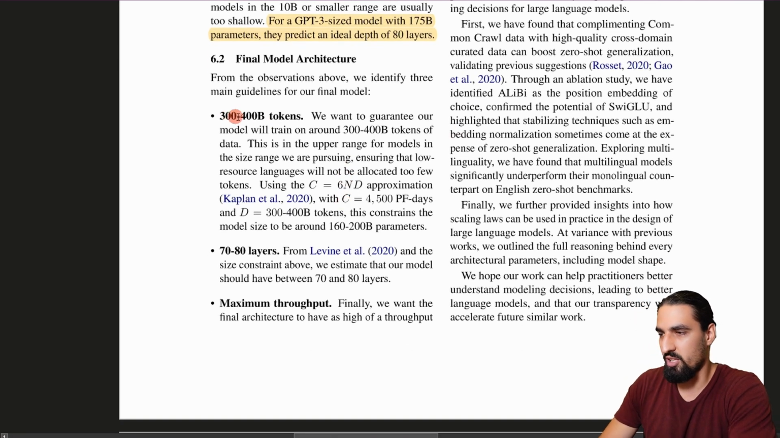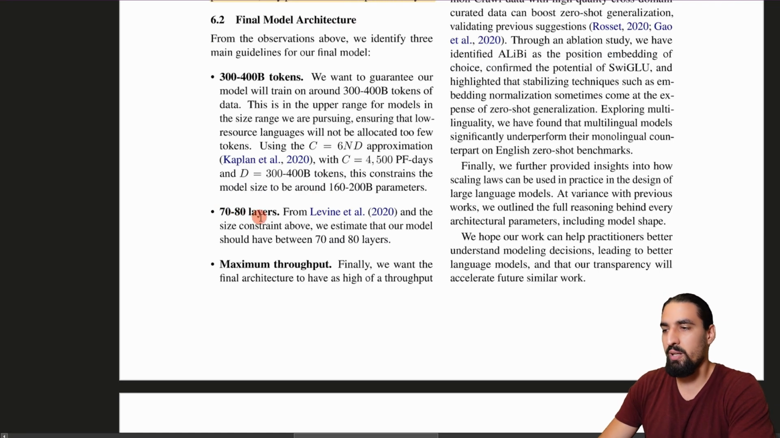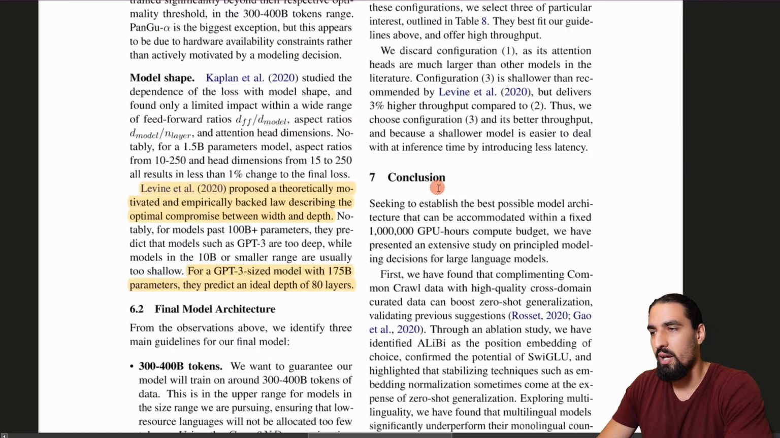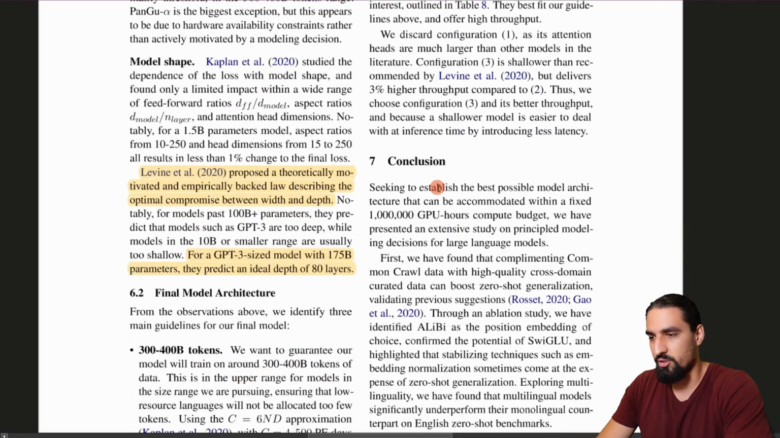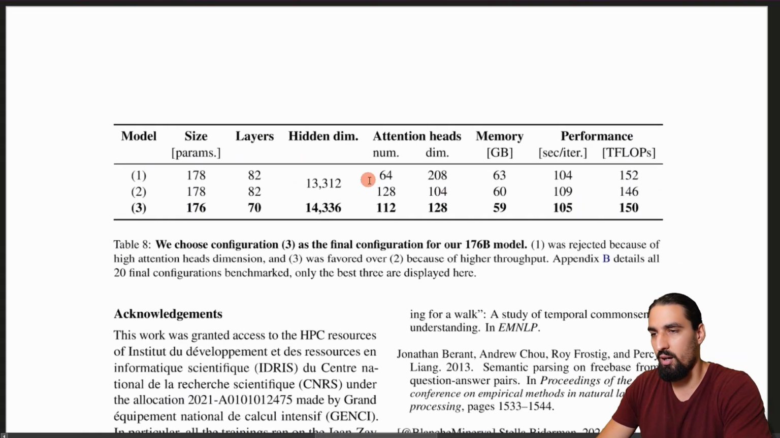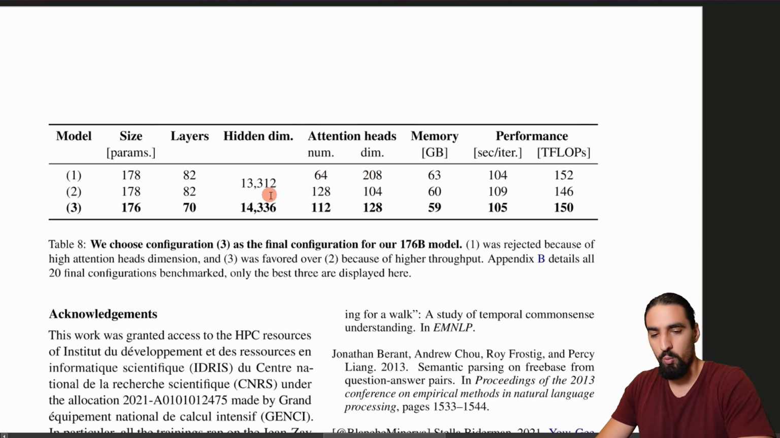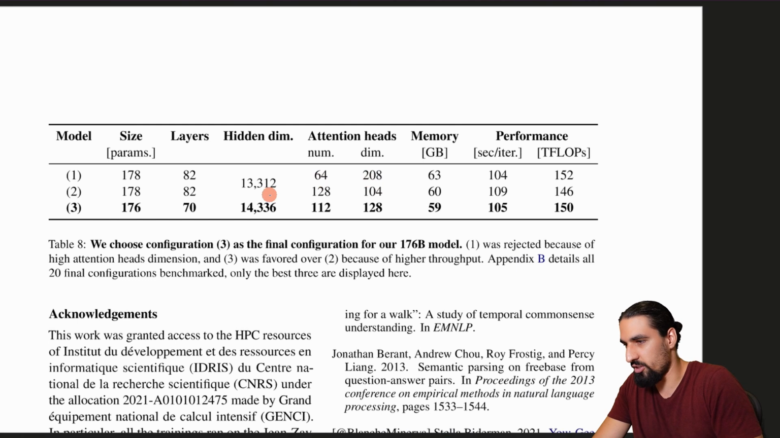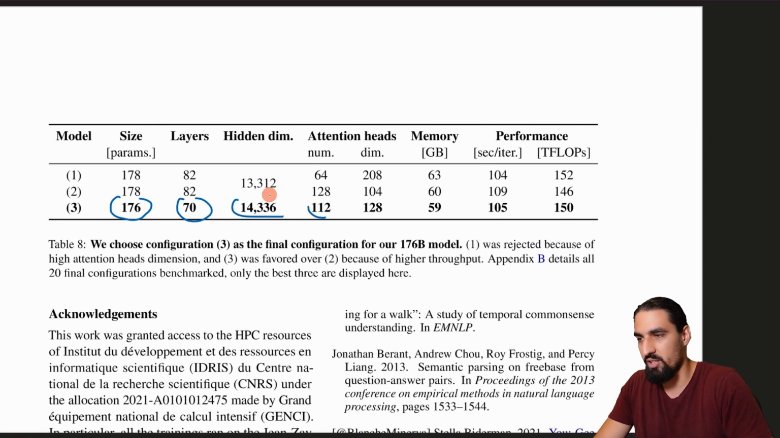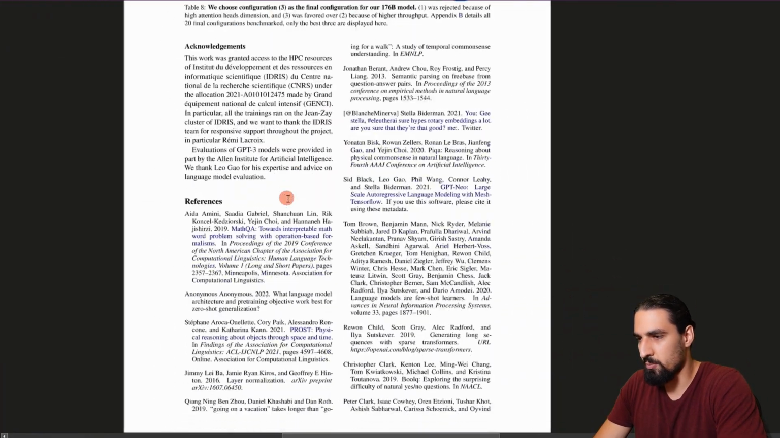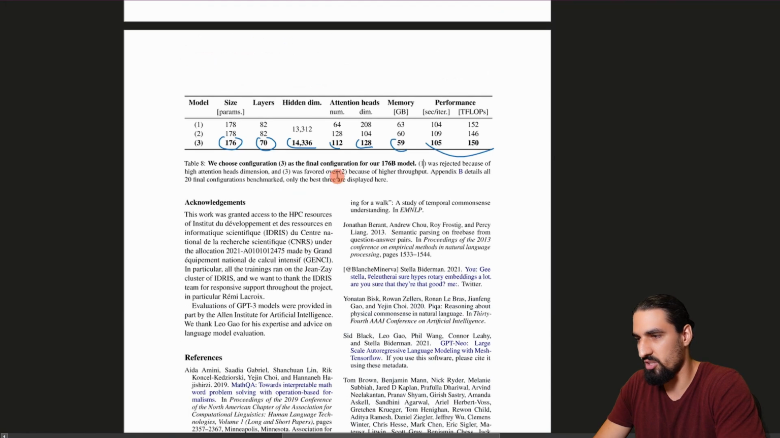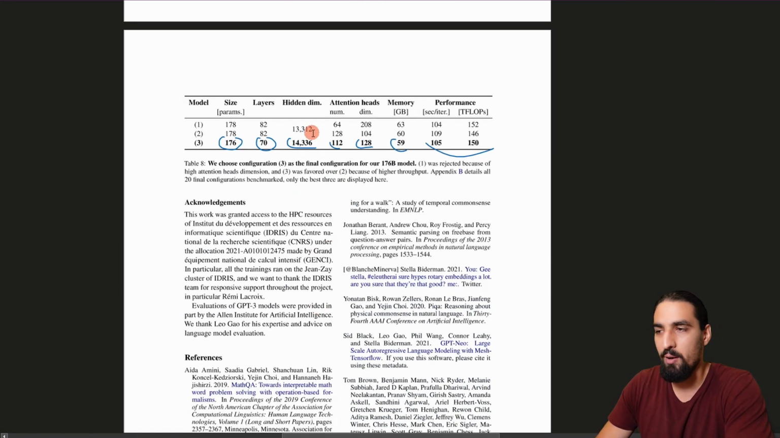So they use this many tokens, as you can see here, 70 to 80 layers because of this paper, and so on. Finally, they end up with 3 best configurations, and the one they pick at the end is this one here. They pick this one with 176 billion parameters, 70 layers, this many hidden dimensions, attention heads, and dimensionality of attention heads. This is the memory footprint and the performance. Okay, so that's pretty much it. That's the first paper. Let me show you these numbers side by side in the actual code base, and then we'll switch to the second paper.